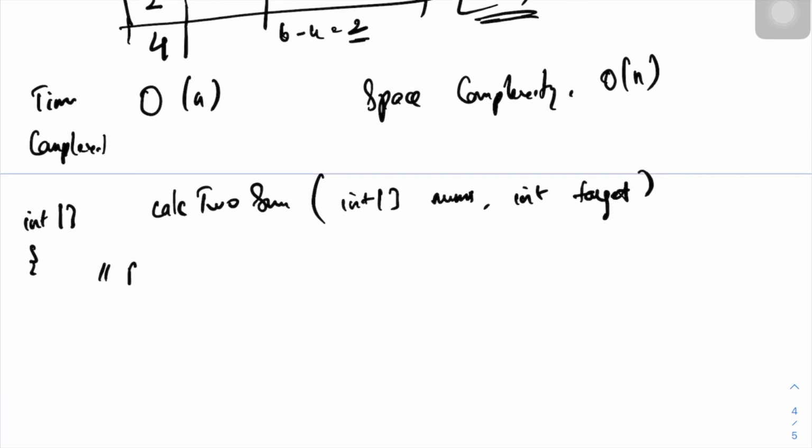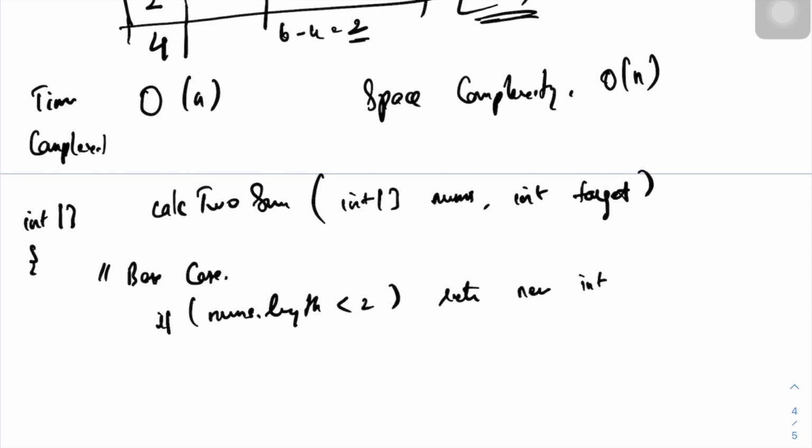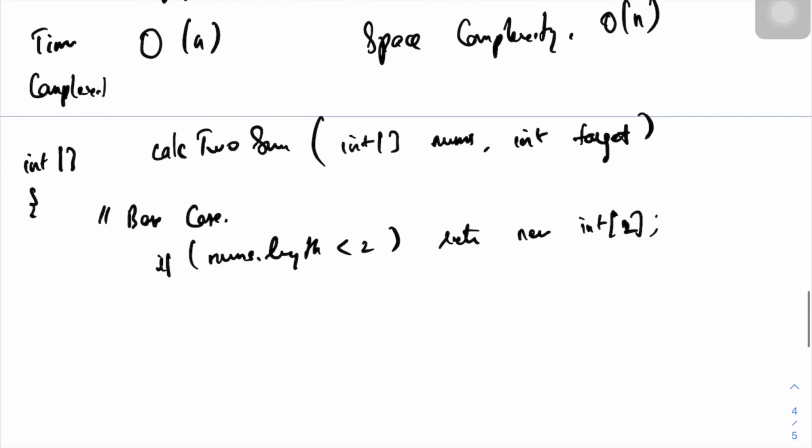Same thing, we have first our base cases. So if your nums array length is less than 2, then return a new empty array. It is mentioned in our question that you will always find a solution, so this case doesn't make sense, but it's always good to have base cases.